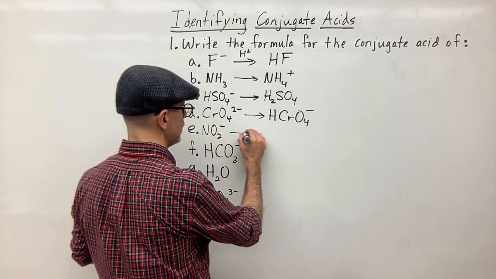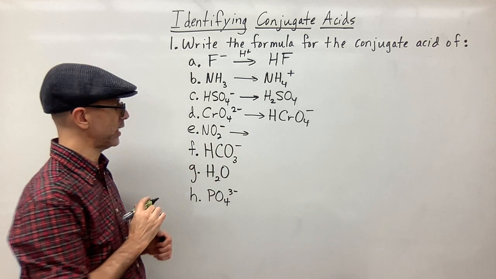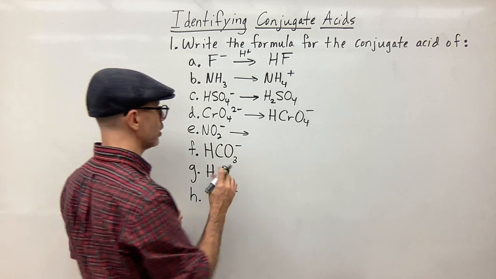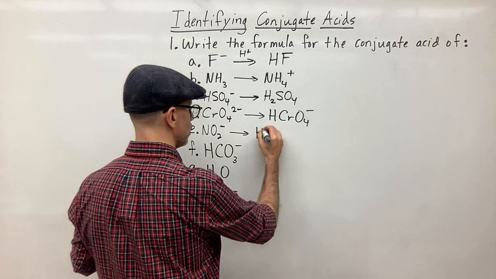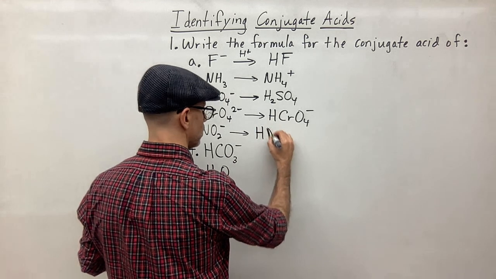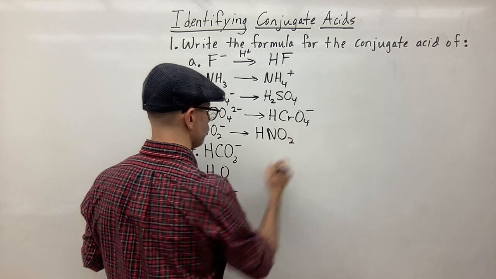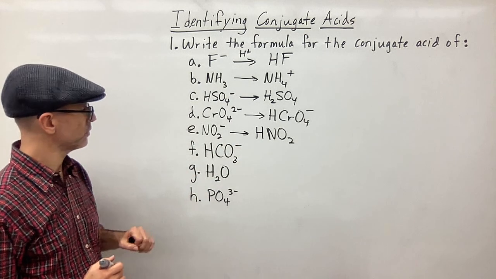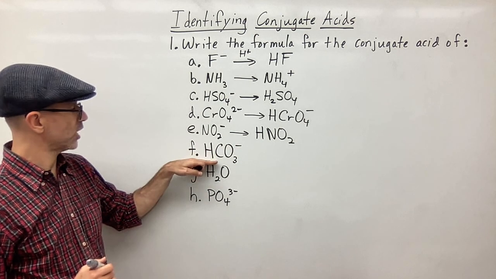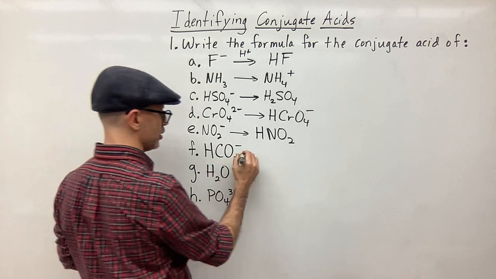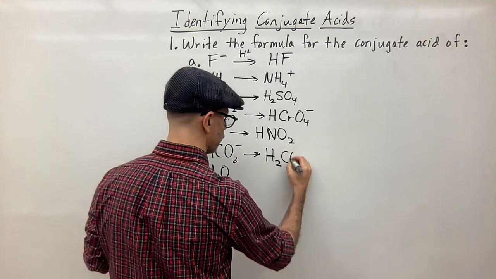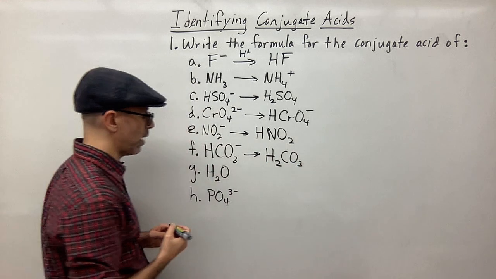So if I go to the next one, NO2 minus, I add a hydrogen to that because it's going to take a hydrogen away from water when you throw this in water. So it's going to be HNO2. So that's the conjugate acid. So here I have the hydrogen carbonate ion that will take a hydrogen away from water. So I'm going to add a hydrogen. So that's going to give me my carbonic acid.